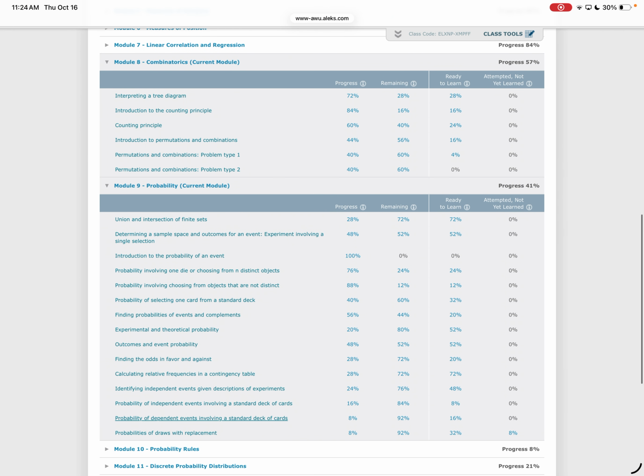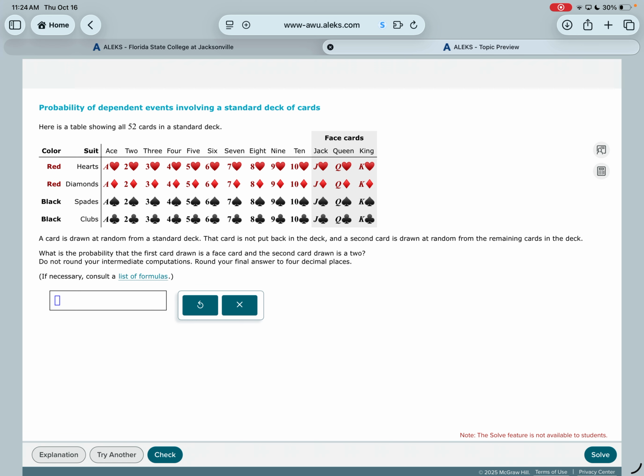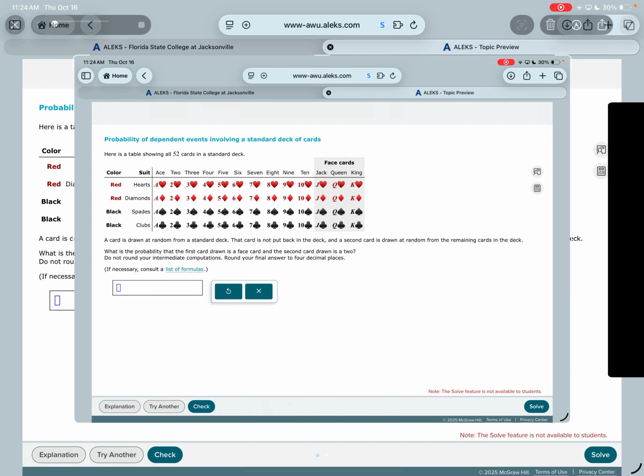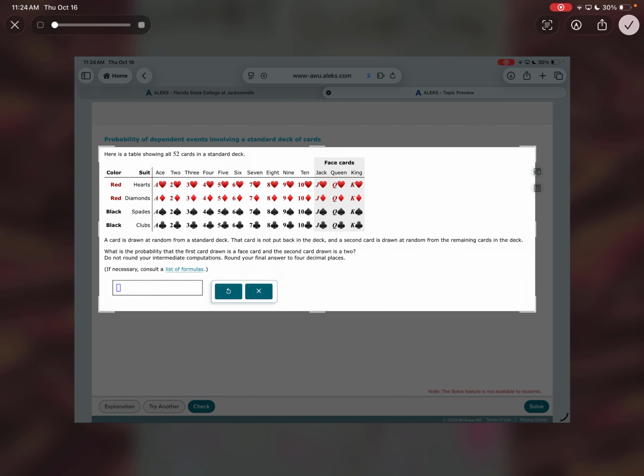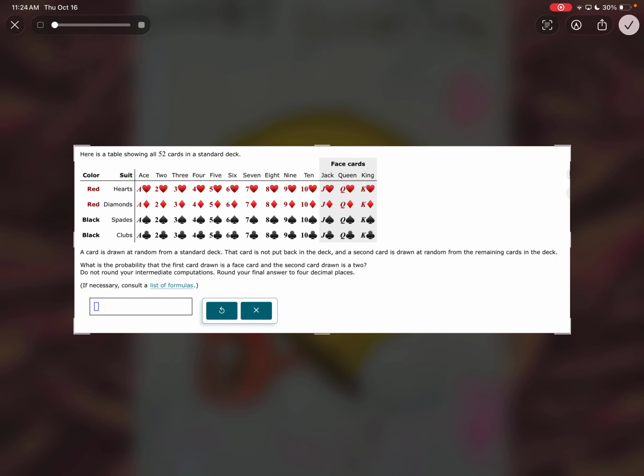The next one is dependent events. So I'm guessing on this one, they are not going to put the card back in. A card is drawn at random from the deck and is not put back in, and then the second one is drawn and it is not put back in. Okay, we're only doing it twice this time. So what do we got here? A face card, and the second card that's drawn is a 2.